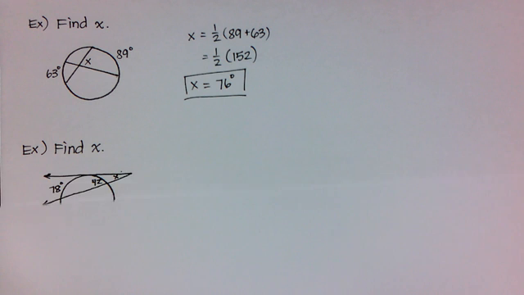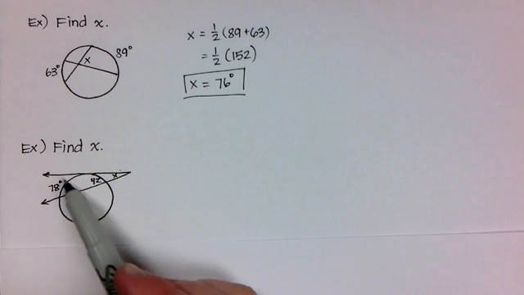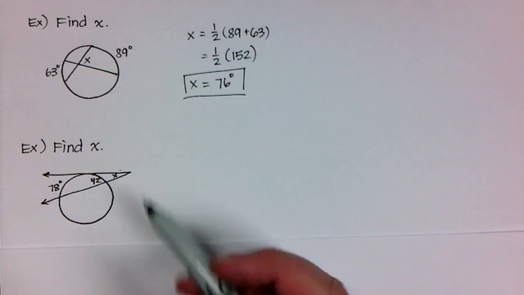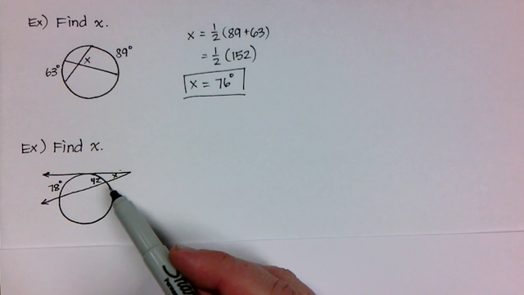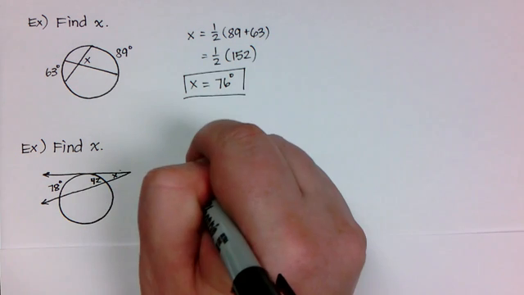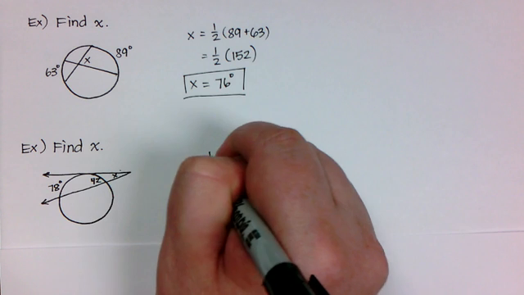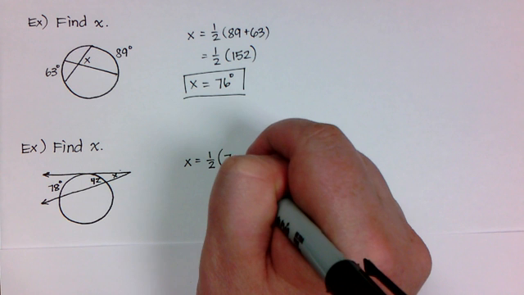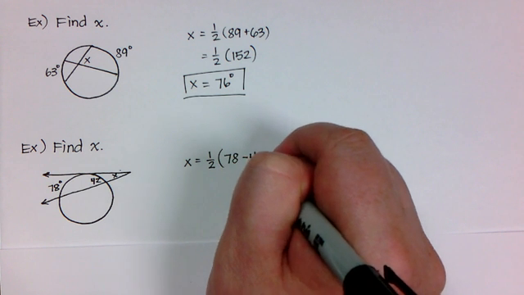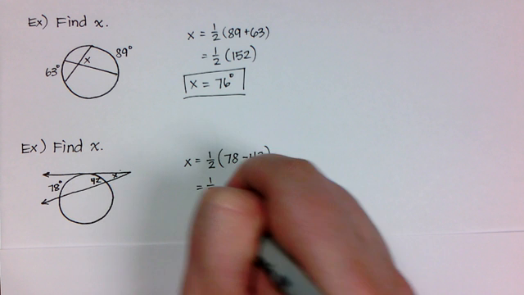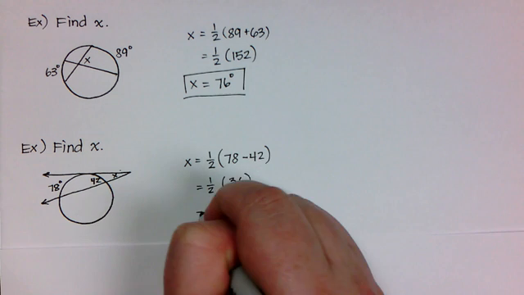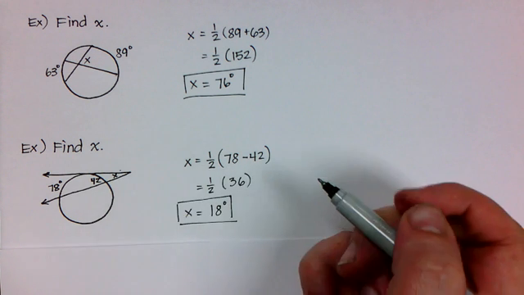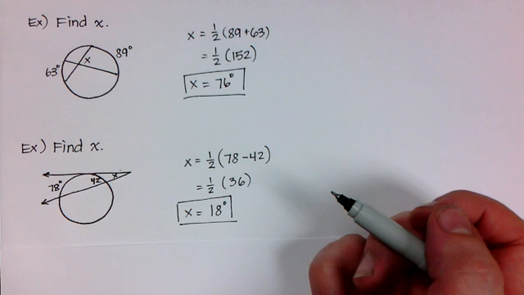All right, here's our next example. So this time I have a tangent and I have a secant. Okay. So when that takes place, remember when it's on the outside, then we're going to take 1/2 of the difference. So this time x is going to equal 1/2 the difference of those two arcs, so 78 minus 42. And that is 36. And half of 36 is 18 degrees. So this time the angle is 18 degrees.